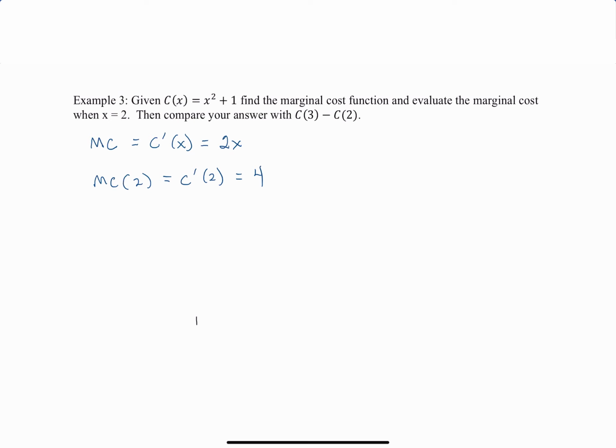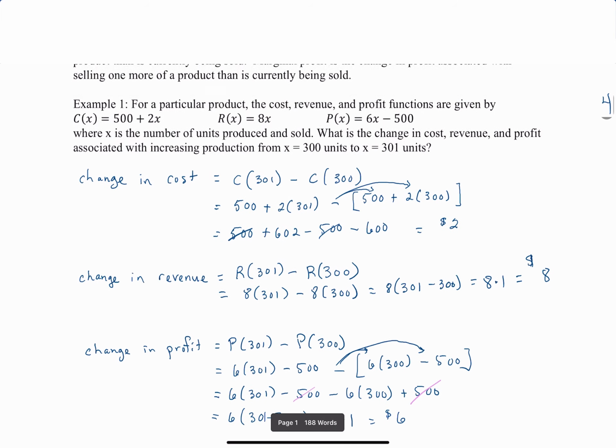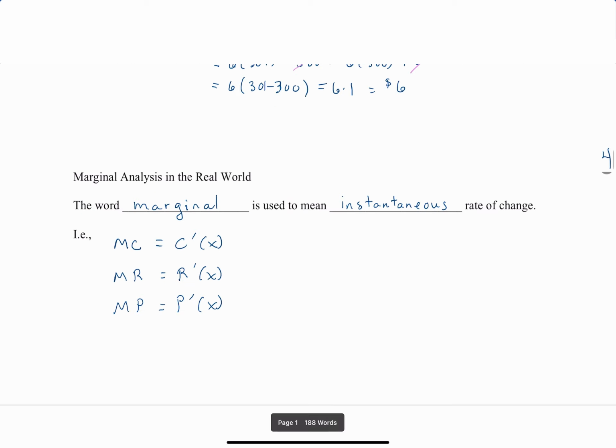Now let's compare what we just did to where we started this discussion. In other words, let's compare it to C of 3 minus C of 2. Notice these are C's, not C primes. This is mimicking what we did at the very beginning of the section where we said change in cost is the difference in two cost values. So let's see what happens if we use that idea.